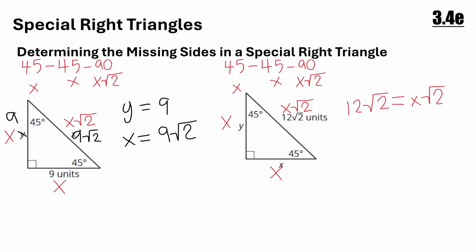To find x, set up the equation 12 times the square root of 2 equals x times the square root of 2. Then divide both sides by the square root of 2 to get x equals 12. Now that x is known, side x is 12, and because side x equals side y, side y equals 12.